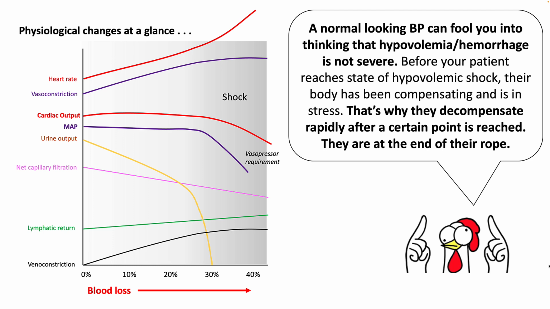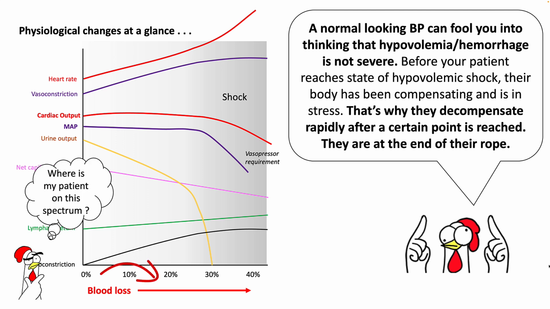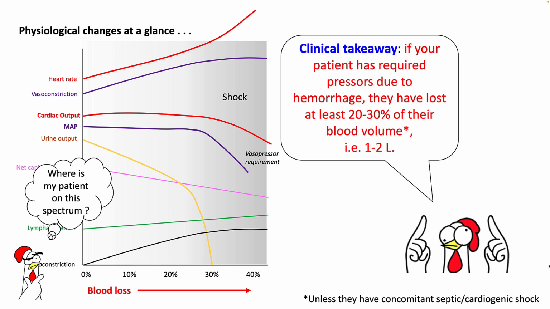Before your patient reaches a state of hypovolemic shock, their body has been compensating, and this is why they decompensate rapidly after a certain point is reached. They are possibly at the end of their rope. So it is very important for you to know where your patient is on this spectrum of blood loss or hypovolemia. One of the clinical takeaways from this figure is if your patient requires pressors due to hemorrhage, they possibly have lost at least 20 to 30% of their blood volume. So make sure that these patients get very close monitoring. Obviously, the exception is if they have concomitant septic or cardiogenic shock.